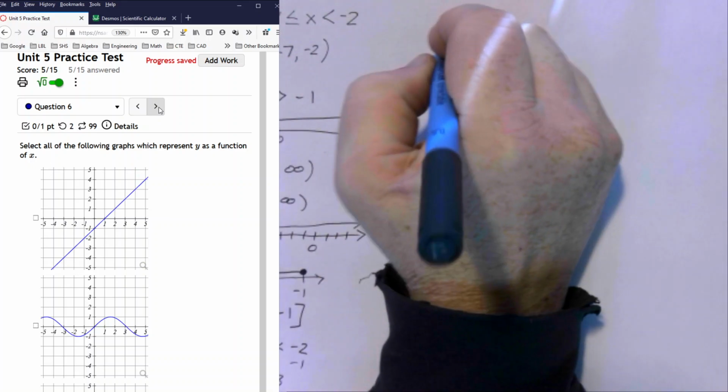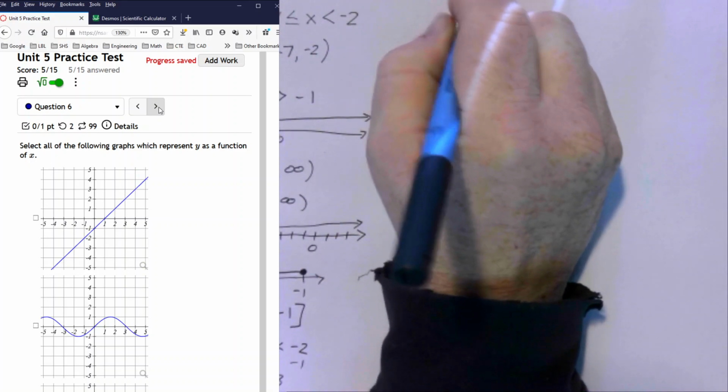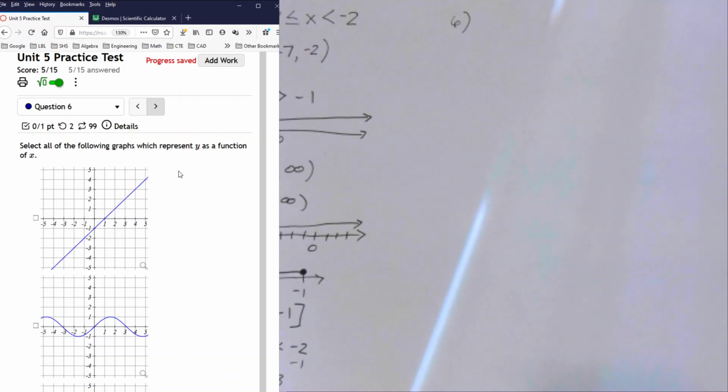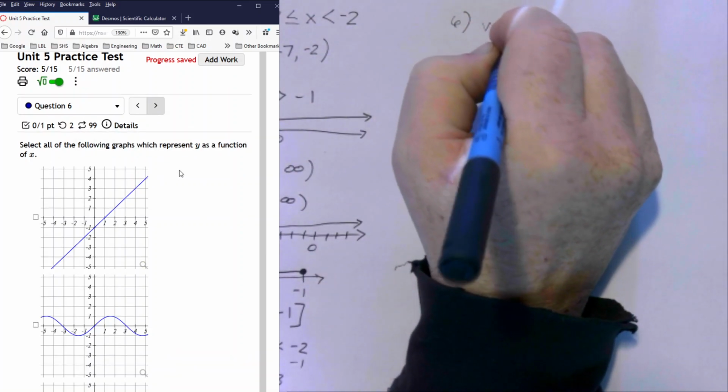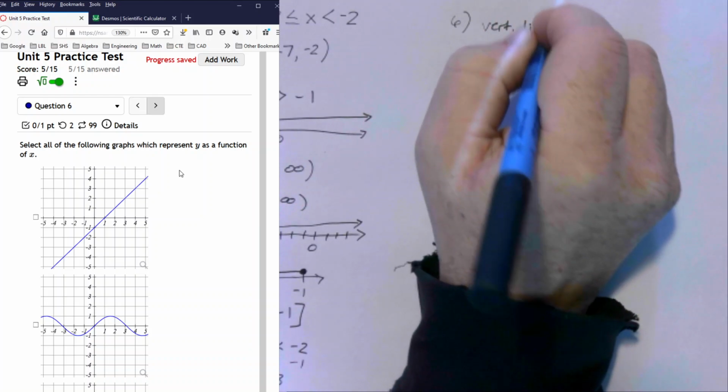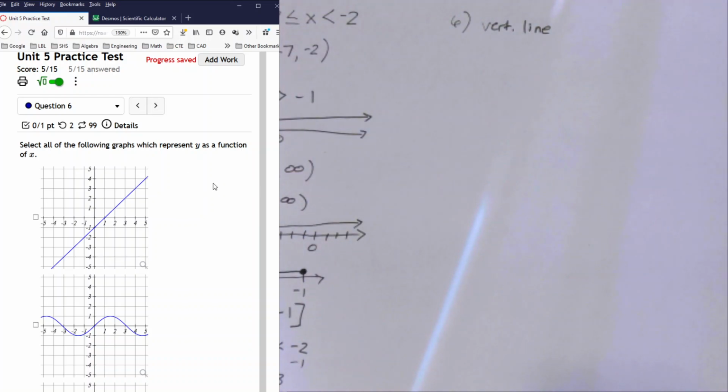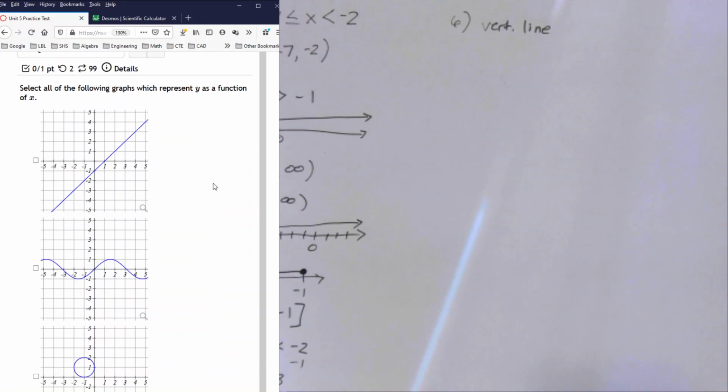Okay, so here we've got question number 6. This is all about the vertical line test. We can tell if something's a function or not if it passes the vertical line test. So if it's a function, if I imagine a vertical line going through these points, would that vertical line touch the graph more than once? And if the answer is no, then it's a function. So this one, the answer is no, the vertical line does not touch that graph more than once.